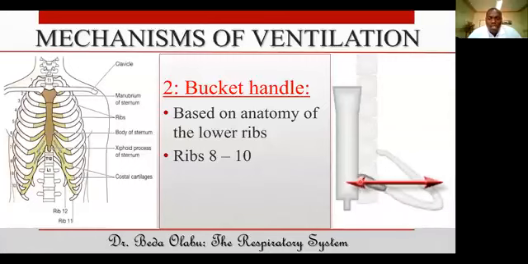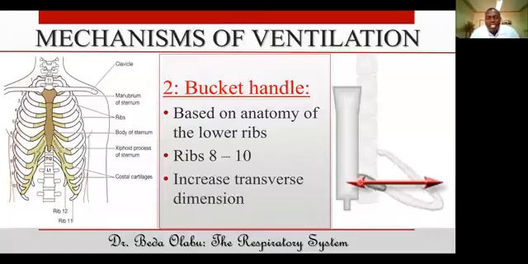When you raise the lower ribs, they move away from the center of the body. And that means that we increase the transverse dimension. So the bucket handle mechanism increases the transverse dimension of the chest cavity.